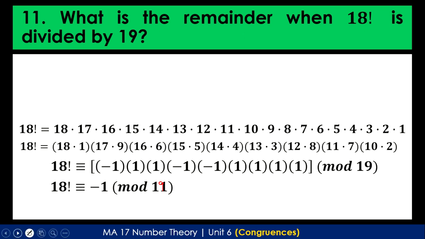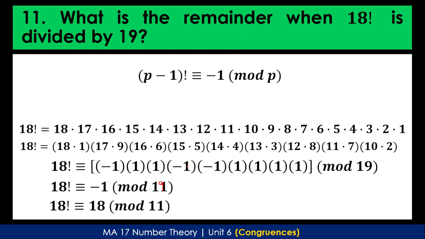If we apply Wilson's theorem here, 19 is our p. So 19 minus 1 is 18 factorial, so 18 factorial is congruent to negative 1 modulo 19. If we want to find the least non-negative residue, all we need to do is add 19 to negative 1. So negative 1 plus 19 is 18. This is the least non-negative residue.